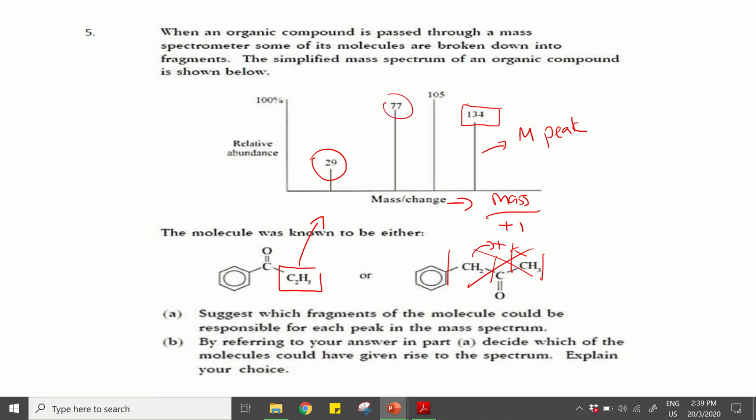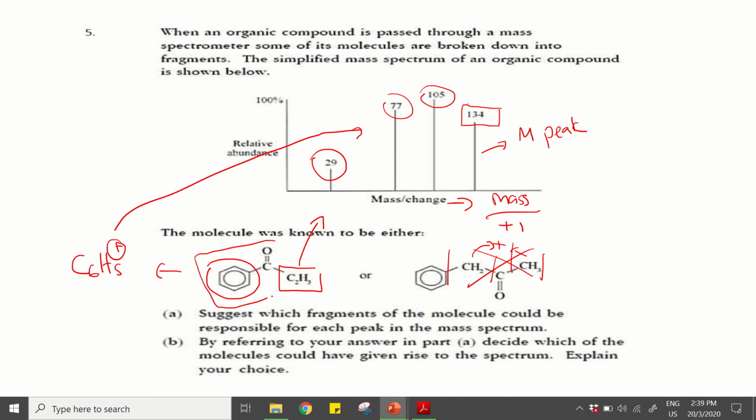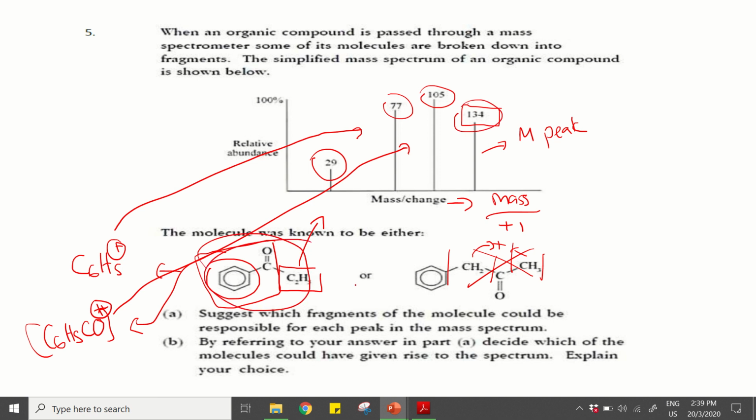All right, what about 77? If you check the molar mass, the benzene ring itself gives you 77 because it is C6H5 positive. Okay, and that's for 77. And 105 is the benzene ring together with the C double bond O, and that gives you C6H5CO positive. All right, that's giving you a positive charge. So this is the 105. And the 134 will be the whole molecule because that's the molecular peak.